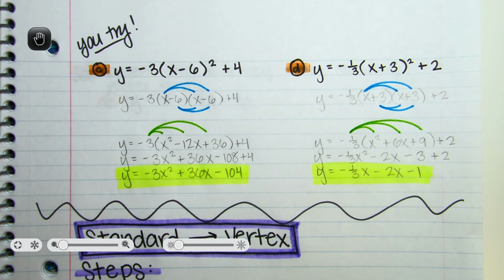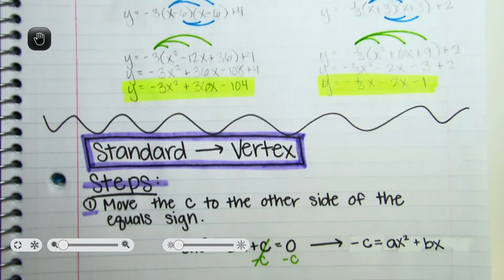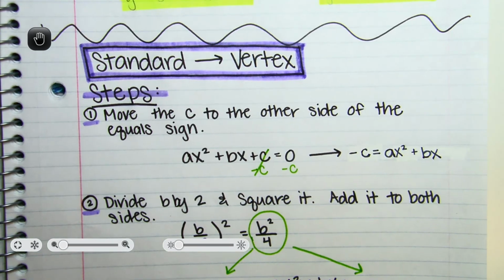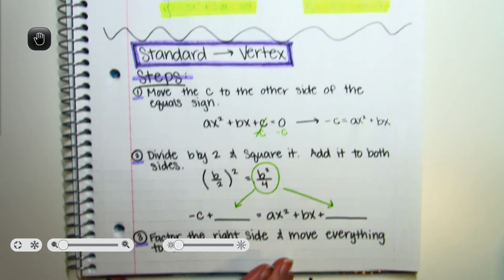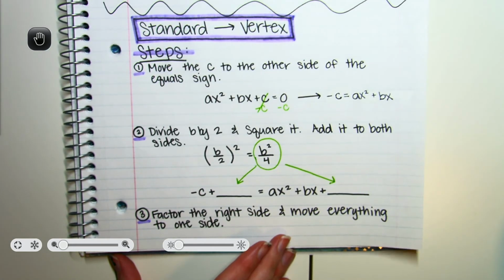All right, let's go ahead and look now at converting standard form to vertex form. So this one's going to be a little bit more complicated and more steps. So I'm going to zoom this out a little bit. Go ahead and take a minute, pause this video, write it all down, and then I will go through and explain it.